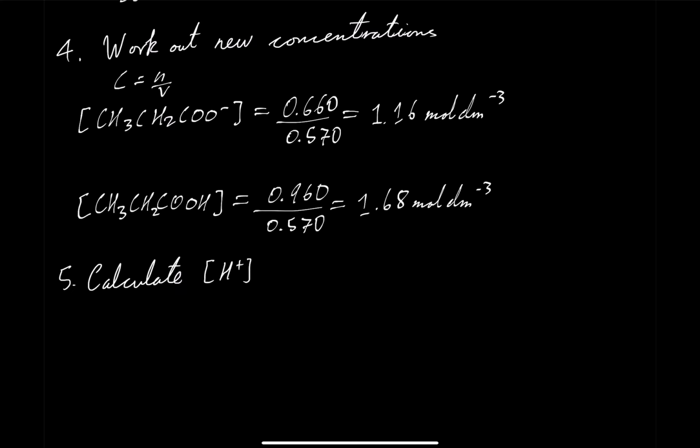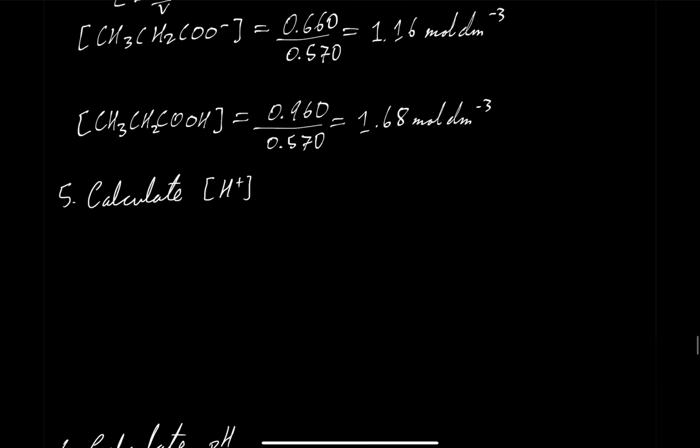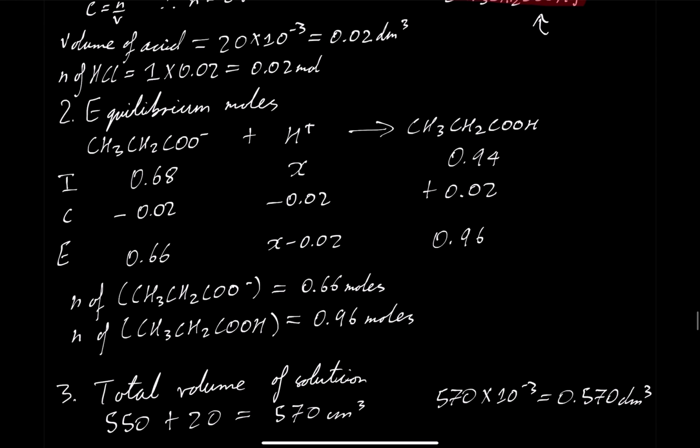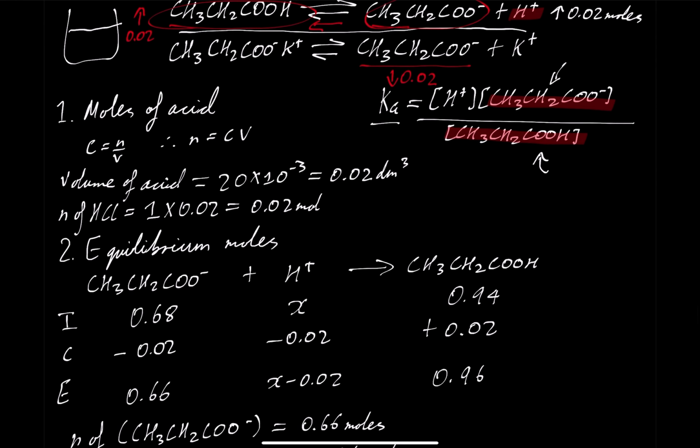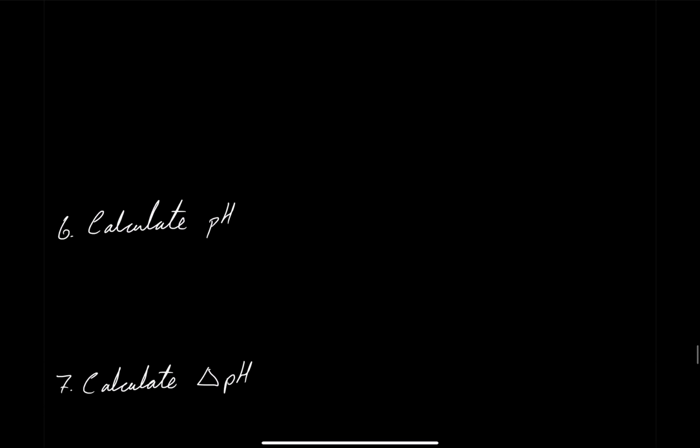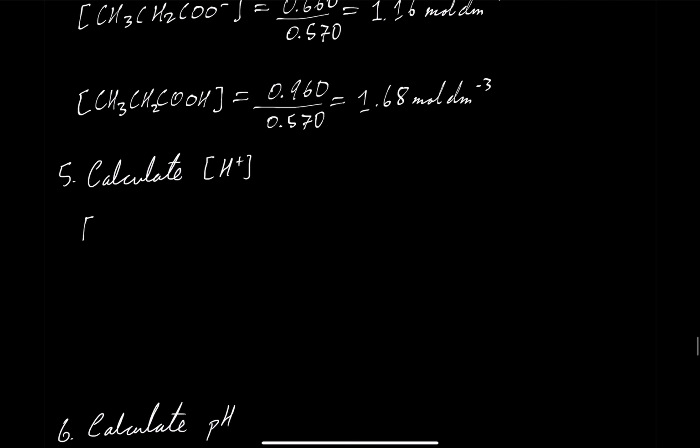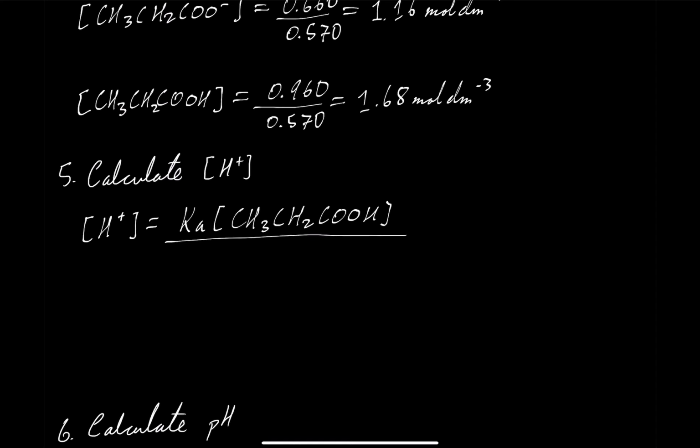Now the next thing is to calculate the H plus concentration. How are we going to do that? We just rearrange this equation here. We've now got everything we need. So H plus, to rearrange that equation, would be equal to Ka multiplied by our HA, which is propanoic acid, CH3CH2COOH, over our A minus, which is the propanoate ions, CH3CH2COO minus. And now that's it.